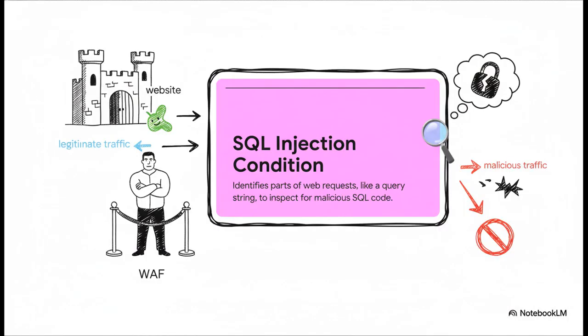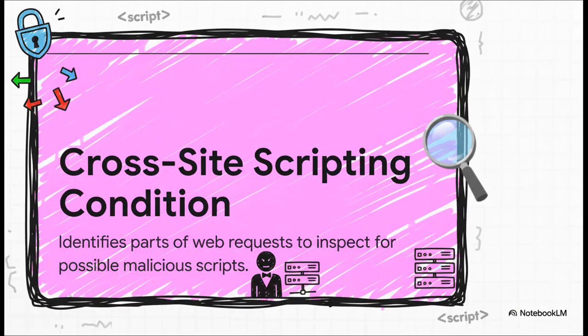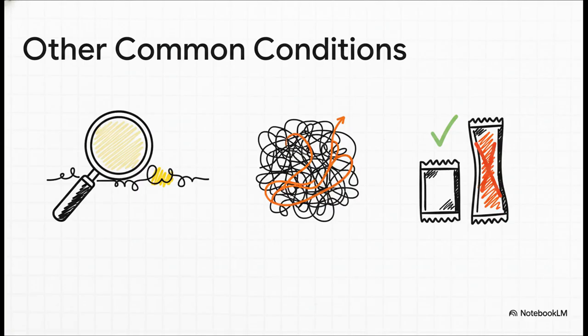Okay, next up, we have a condition designed to stop one of the oldest tricks in the book, SQL injection. This is where an attacker tries to sneak database commands into a web request to steal your data. A WAF is specifically trained to spot the patterns of these malicious commands long before they can ever do any damage. Another really common threat is cross-site scripting, or XSS. This is where an attacker tries to inject their own nasty scripts into your website to mess with your users. Again, the WAF is trained to recognize what these scripts look like and can stop them cold at the door. And of course, there are other conditions too.